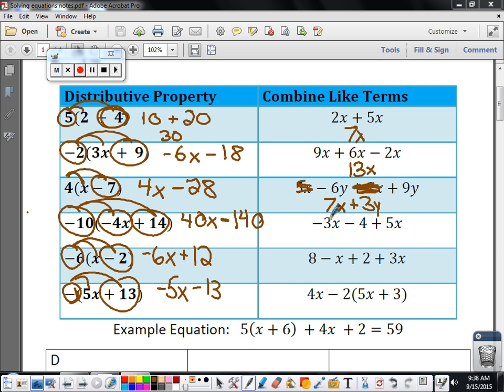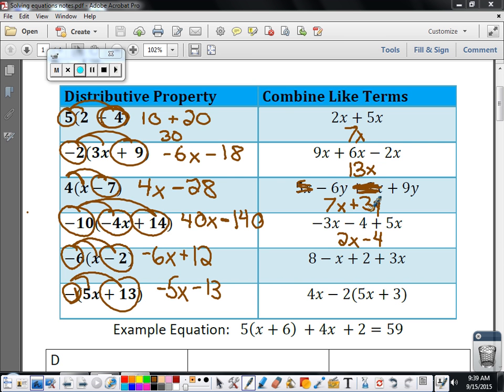Let's continue. This one, okay, I have x's that are the same, so let's do that. What's negative 3x plus 5x? 2x. And then I have this negative 4 here. Is there anything to combine with that? No, so I just bring it down, write it next to it, and I cannot combine these two because they're not like terms. Guys, why couldn't I combine 7x and 3y? Because they're not like terms. They're different. It's like if you have 7 apples and 3 oranges, you don't have 10 apples then, right? You have 7 apples and 3 oranges. That's kind of the idea.